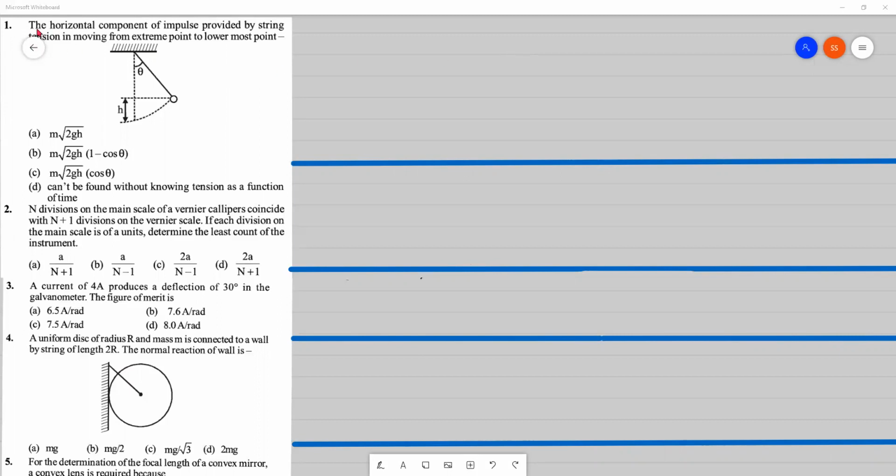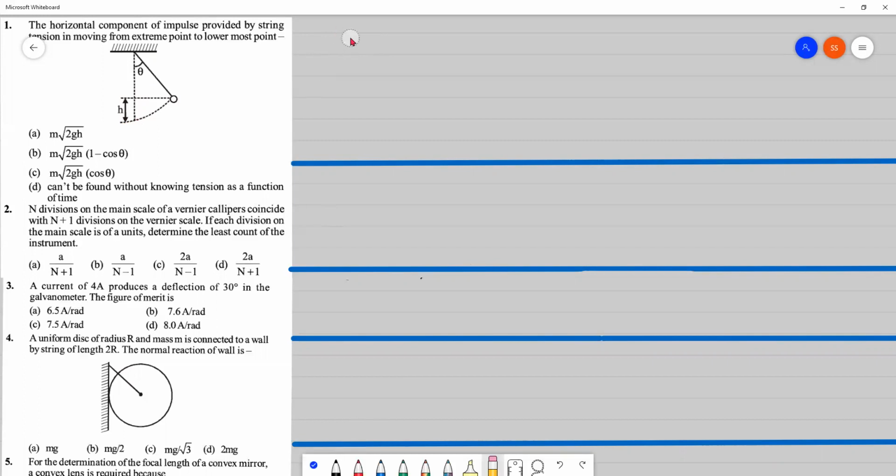The first question is the horizontal component of impulse provided by the string tension in moving from the extreme point to the lowermost point. When it comes to the lowermost point, the horizontal velocity becomes zero. When an object falls through a distance h, its velocity is root of 2gh, and the velocity becomes zero at the bottommost point. We know that the impulse is equal to change in momentum.